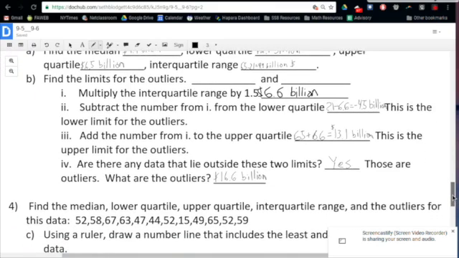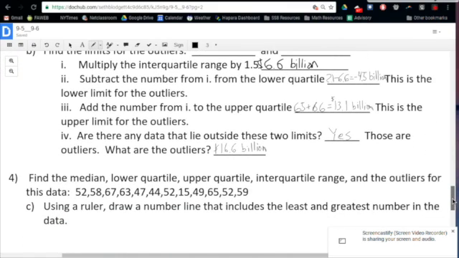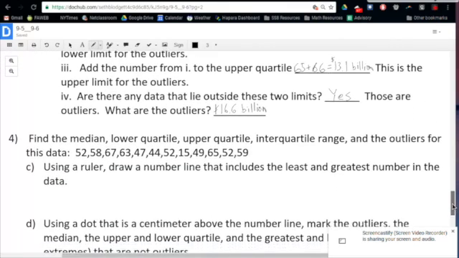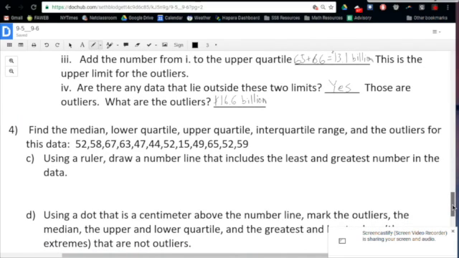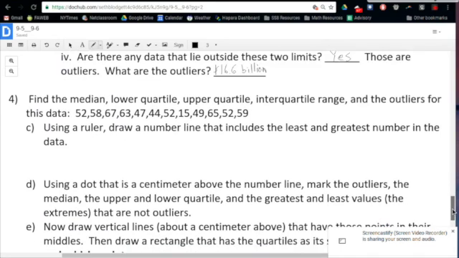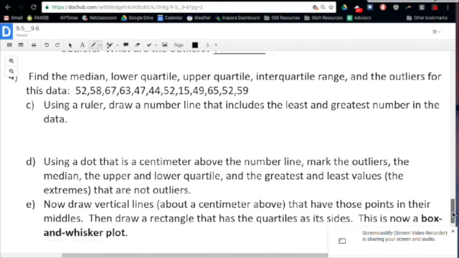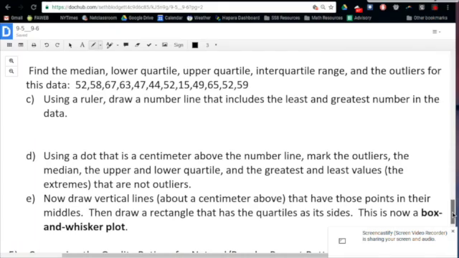All right, let's go ahead and try another one here. If you can try to do this one on your own again, and find the median, lower quartile, upper quartile, interquartile range, and any outliers for this data, then we're going to do a graph of this after that and create a box and whiskers plot. But go ahead and put this data in order and find those items first, and then we'll check and compare it to mine.